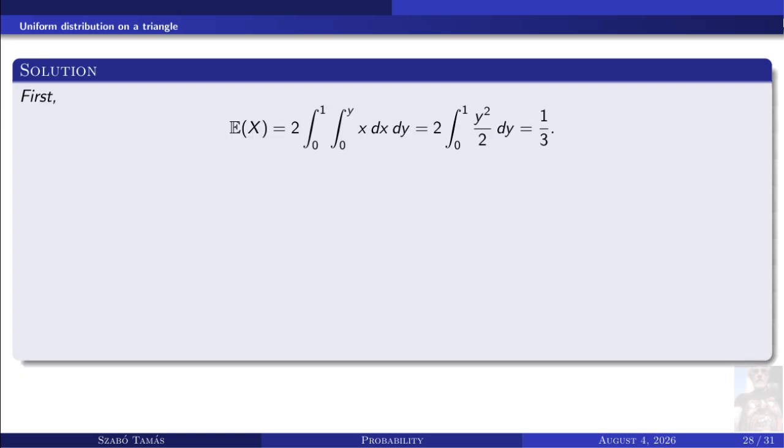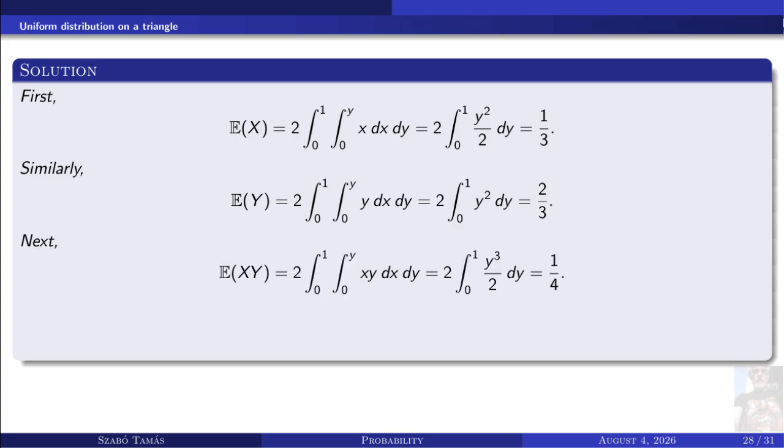First, E[X] is 2 times the integral from 0 to 1 of the integral from 0 to y of x dx dy. This equals 1/3. Similarly, E[Y] is 2 times the integral from 0 to 1 of the integral from 0 to y of y dx dy. This equals 2/3. Next, E[XY] is 2 times the integral from 0 to 1 of the integral from 0 to y of xy dx dy. This equals 1/4.